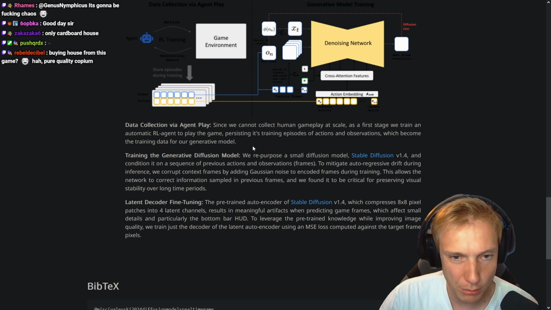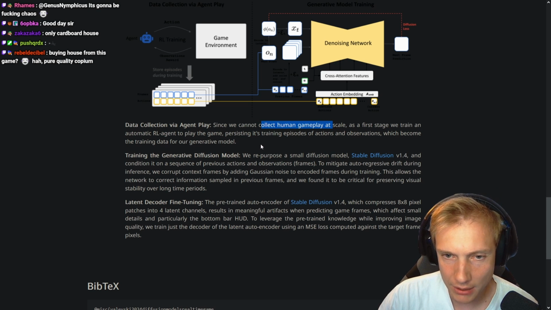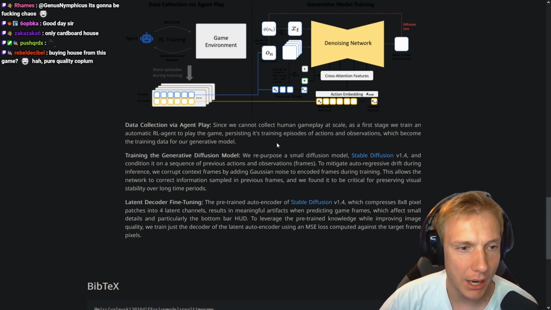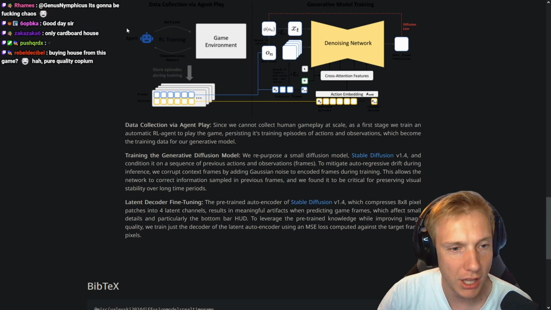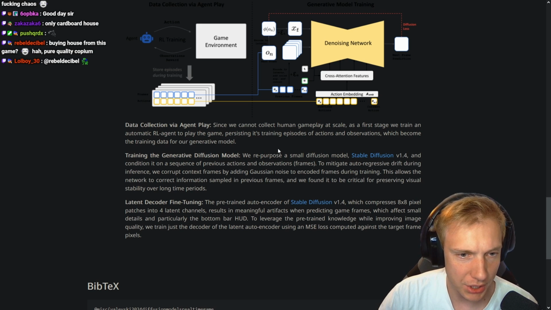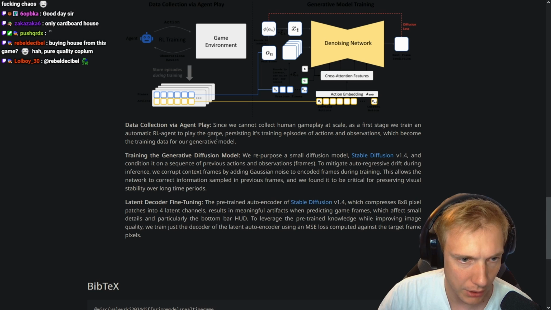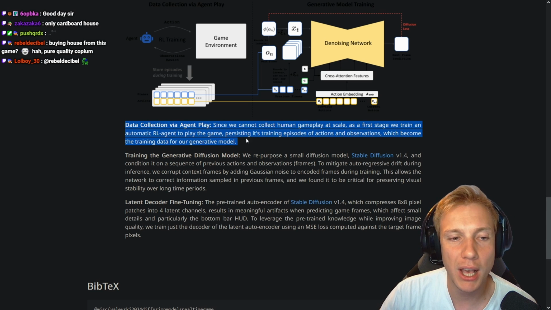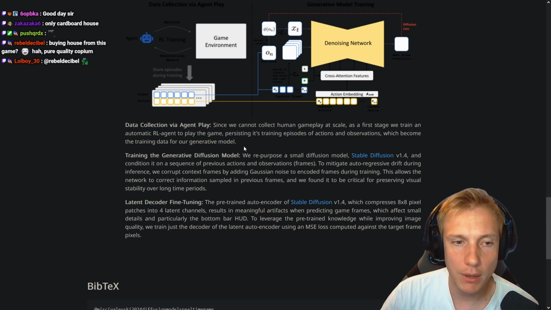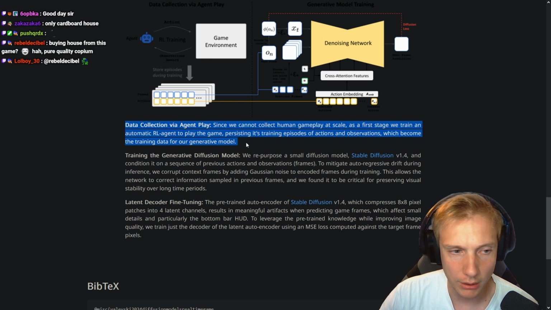Since we cannot collect human gameplay at scale, yeah, because we don't have that many humans, right? At first stage, we train an automatic RL agent to play the game. Yeah, so because then they can play the game indefinitely, essentially. Persisting its training episodes of actions and observations, which become the training data for our generative model. So first they have to make the AI play the game, and then once the AI is able to play properly, then they collect data.